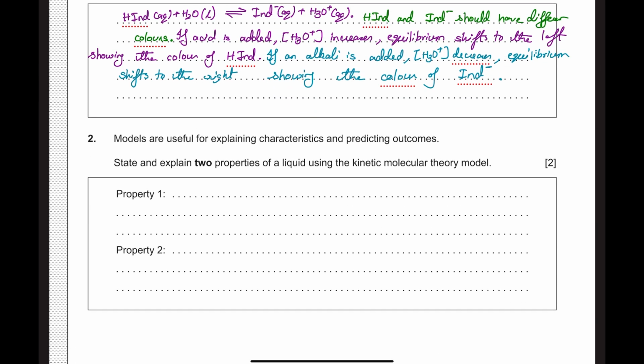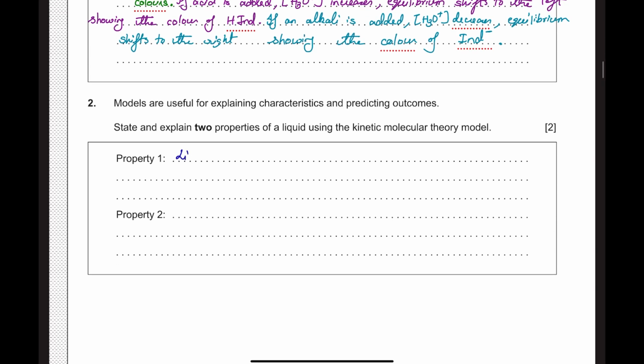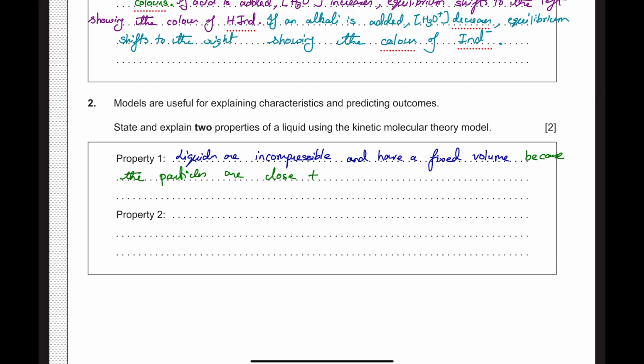Next, models are useful for explaining characteristics and predicting outcomes. State and explain two properties of a liquid using the kinetic molecular theory model. Okay, this is pretty easy. So first, liquids are not compressible, they are incompressible. And if something is incompressible, they have a fixed volume. This is because the particles in a liquid are close together and strongly attracted to each other.